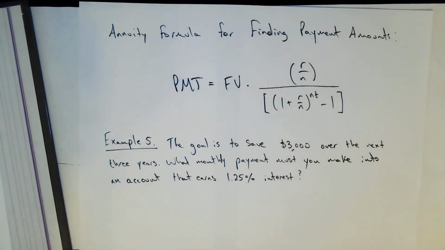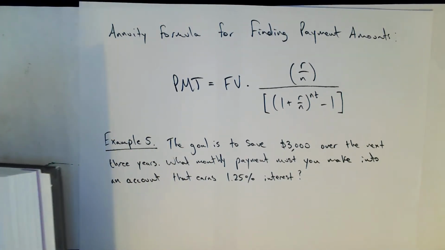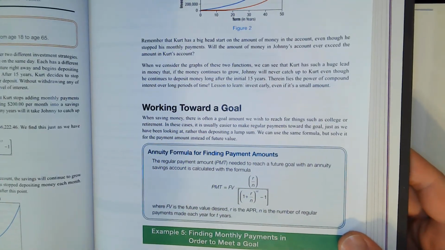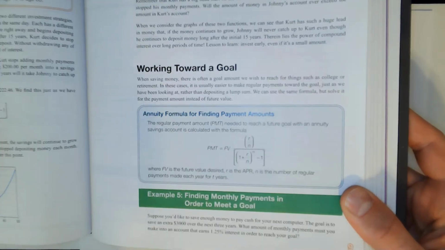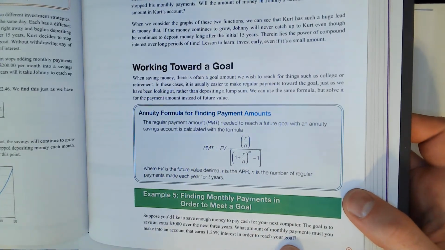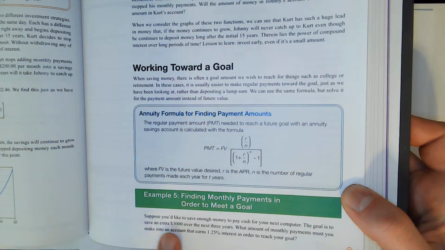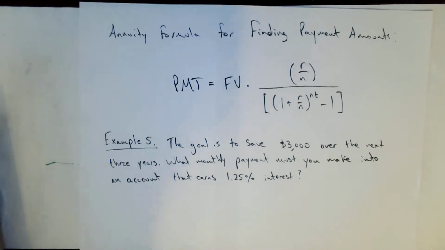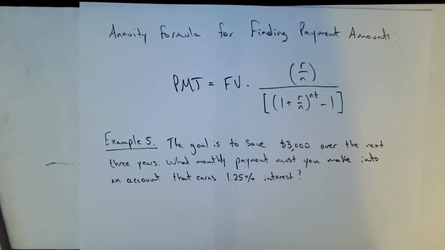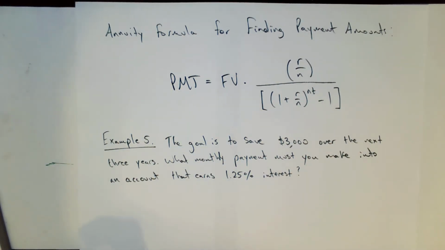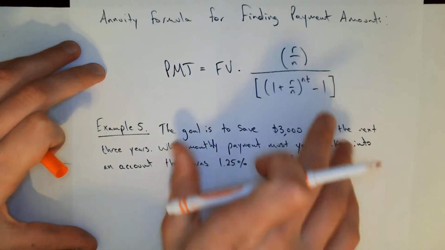So the way they phrase this problem, let me show you what they wrote. They say, what amount of monthly payments must you make into an account that, blah, blah, blah. To me, that's asking the question, how many payments, right? Doesn't it sound like that's what they're asking? But that's not what they want. What they want is, what is the size of the monthly payment, right? Which is exactly what this formula tells you.